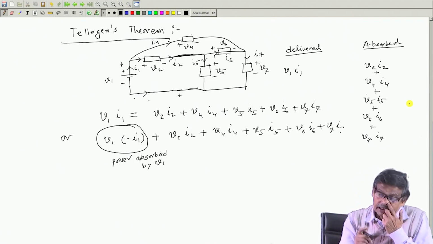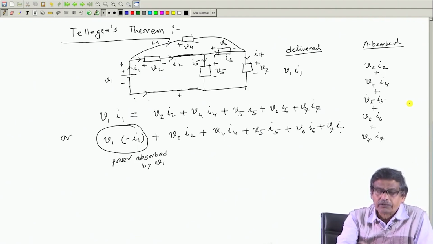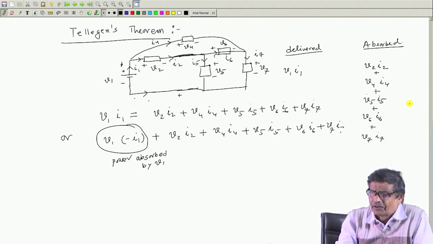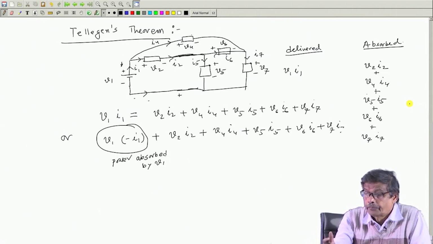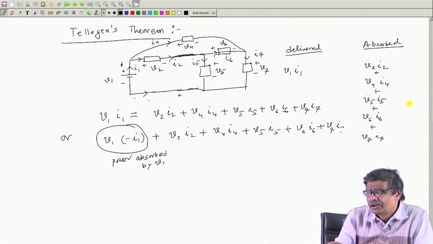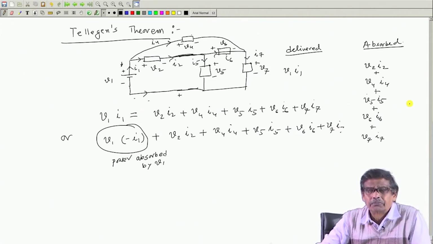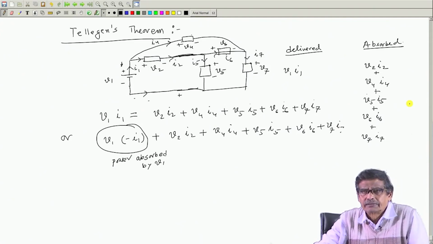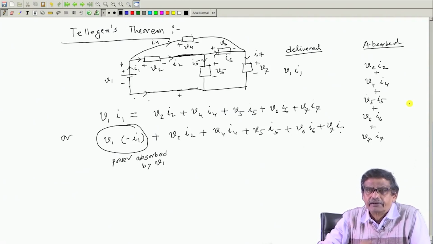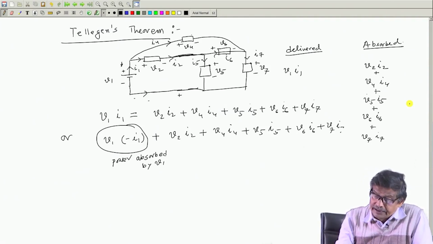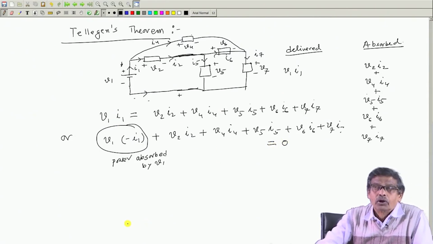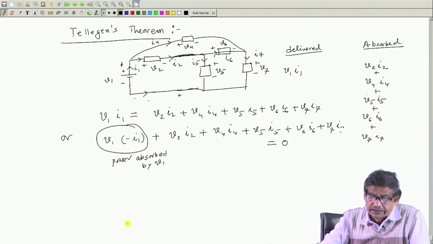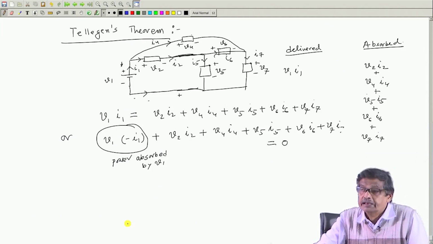So, remember that in any network, this is one of the conventions better to follow: instead of separately keeping track of power absorbed and power delivered, always make a habit of asking how much power is absorbed by each of the elements. In that sense, I will write it, and that sum has to become equal to 0. One could also say that I will always calculate power delivered by the network.